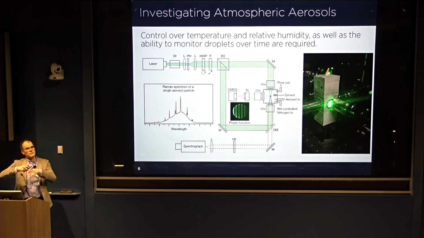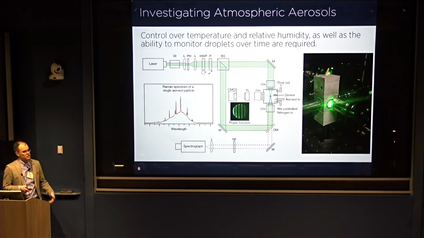And so you have this trap, and then you build a whole cell around it to control the most important parameters in the atmosphere: temperature and relative humidity when we're studying droplets. Then we can do measurements on it using spectroscopy. The main tool in my lab is inelastic light scattering, so Raman scattering. We see the water band here in red with the whispering gallery modes, or the MDRs, for the spherical particle on top of that.